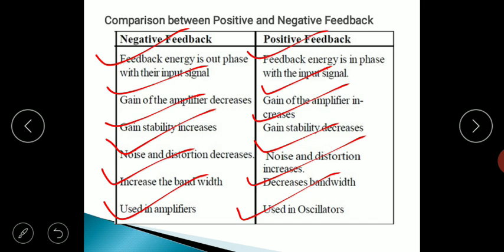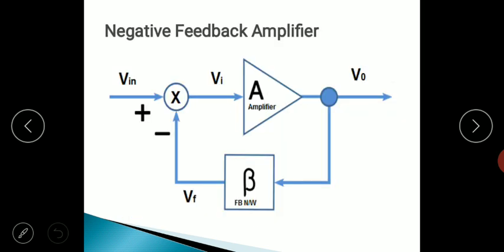So this is the quick comparison between the positive and negative feedback amplifiers. Now we'll discuss what exactly the negative feedback amplifier is, what its block diagram is, and how we can derive the expression for voltage gain of a negative feedback amplifier. So this is the block diagram of the negative feedback amplifier.